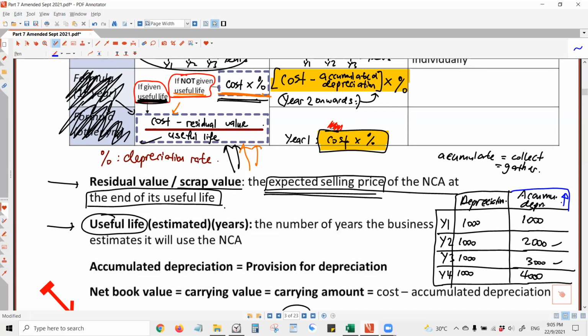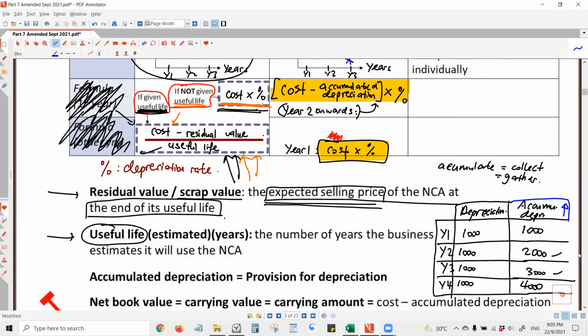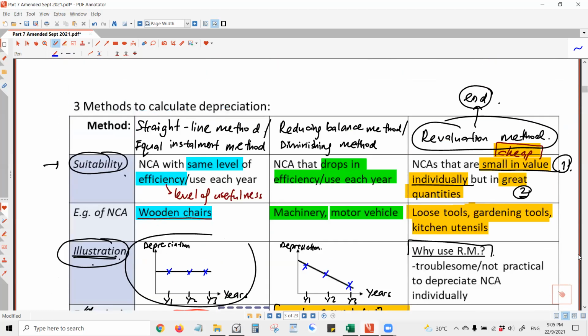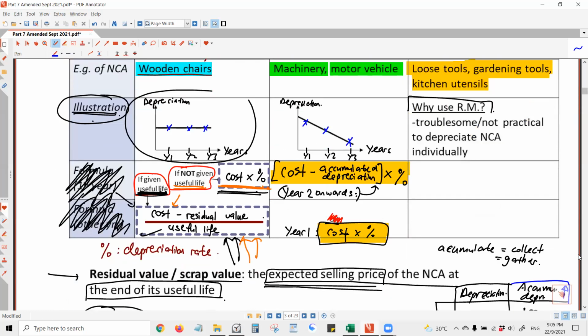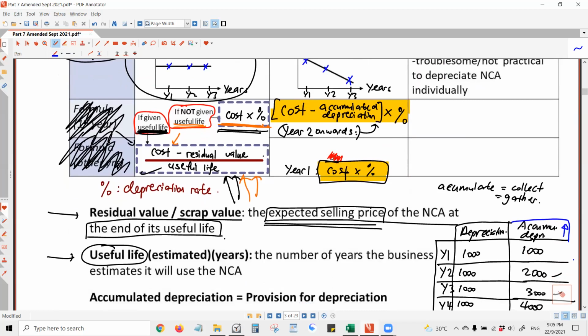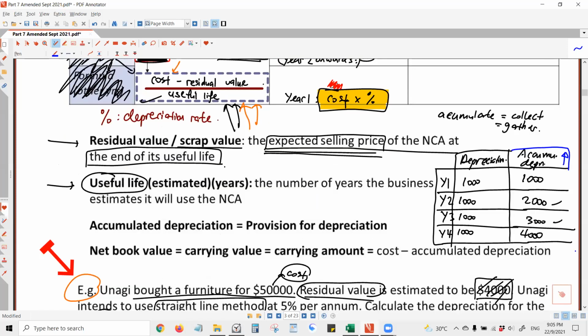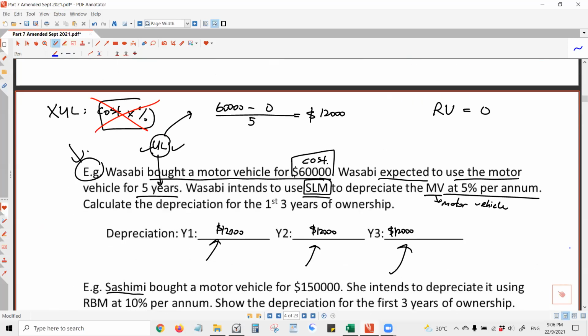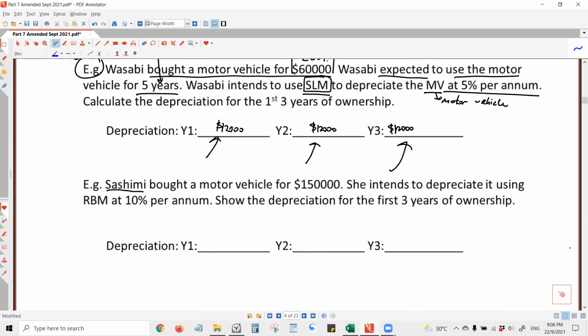Now you are going to apply these two formulas to a simple calculation question again. Remember, reducing balance method, first year, take the cost times percentage. Second year, third year, fourth year, fifth year, all other years, you take the cost minus accumulated depreciation, then you times the same percentage. Remember, accumulated depreciation would keep going up. Now you try to apply this on the next page, the sashimi question.